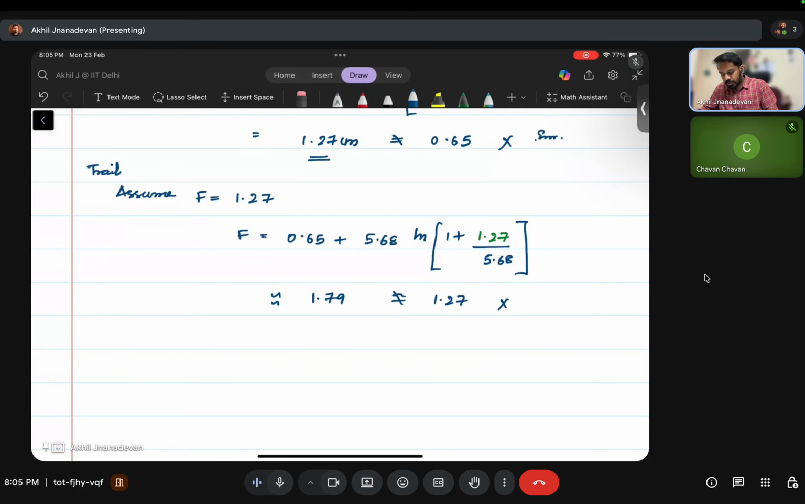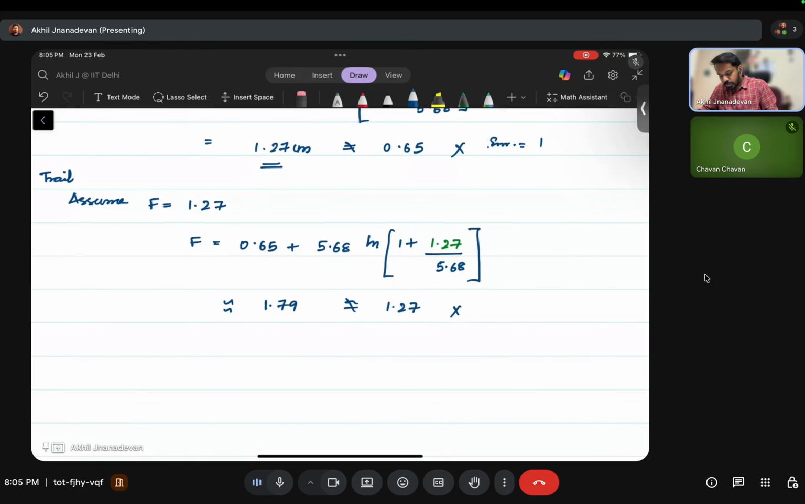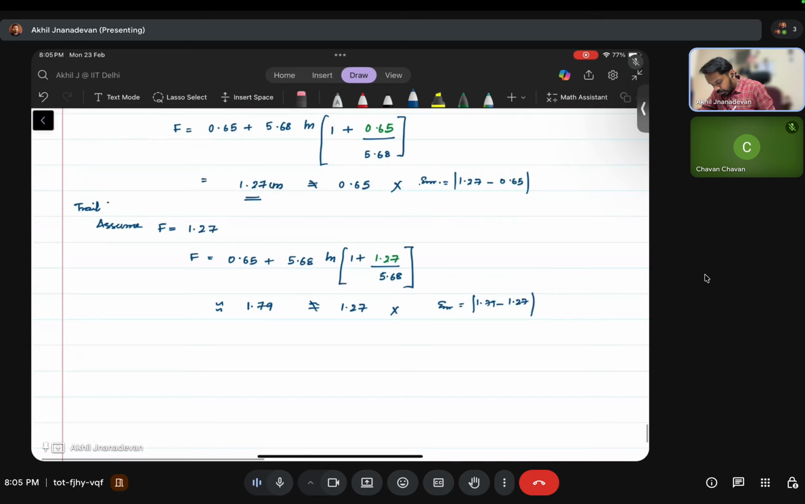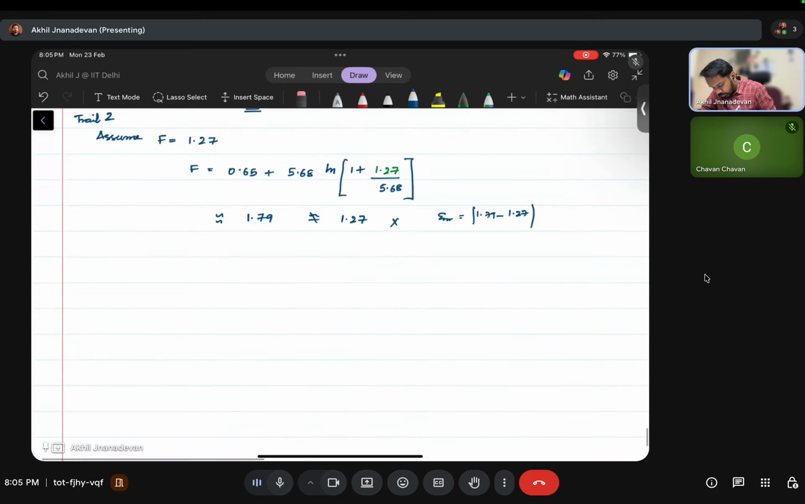So error is nothing but the modulus of what we assume minus what we got. This is our error. Now the error is 1.79 minus 1.27. So the error is less, right? So it is reducing. So next we can assume this value. So this was our trial 2. Now it is going to trial 3, or iteration 3. There we assume F is equal to 1.79.